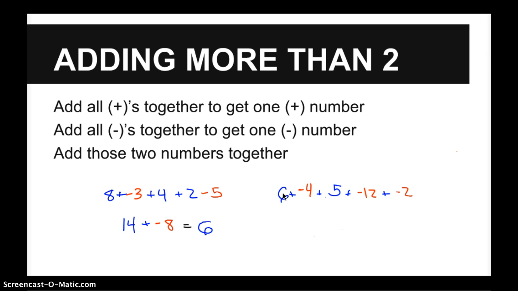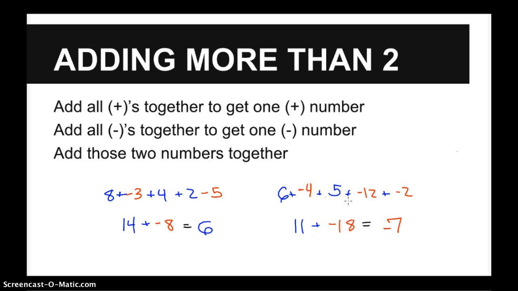And here's one more example. I have a 6 plus negative 4 plus 5 plus negative 12 plus 2. Again, I'm going to put all my positive numbers together. 6 plus 5 gives me 11. And then I'm going to add all my negative numbers together. Negative 4 plus negative 12 is negative 16. Plus negative 2 is negative 18. So in this case, I know my answer is going to be negative because between these two numbers, my bigger number is negative. The difference between 18 and 11 is going to be 7, and it's going to be a negative 7 because the negative 18 is bigger.